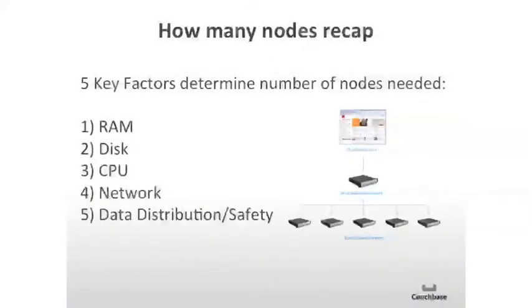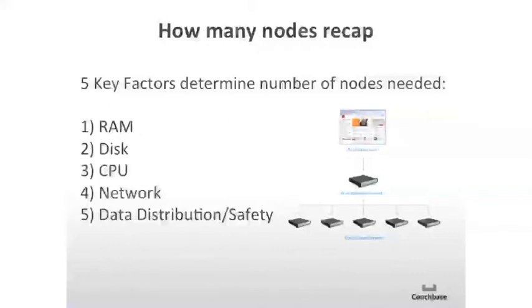So to recap the introduction of sizing, we talk with our customers about analyzing a system around the 5 factors of RAM, disk, CPU, network, and just the distribution and safety of data. Depending on your application, depending on your workload, depending on your environment, one of these is going to dictate a certain number of nodes, and whatever the highest number there is the number of nodes that you need to go to.